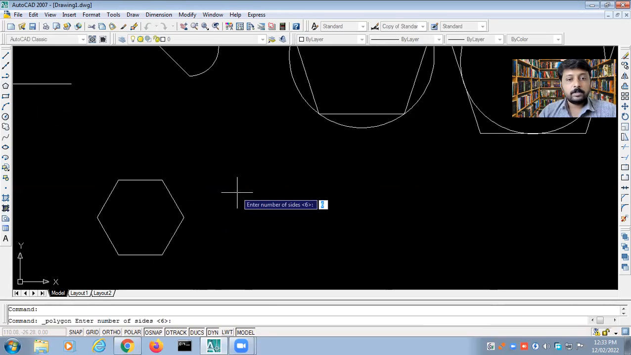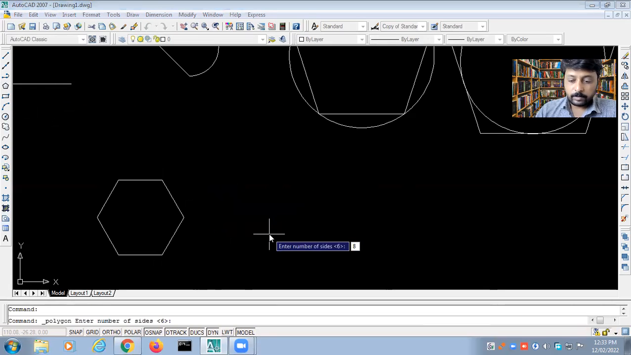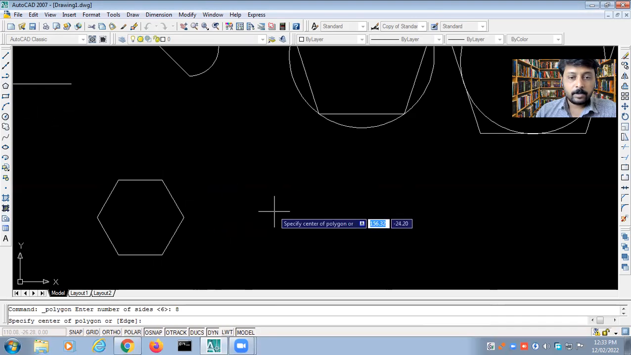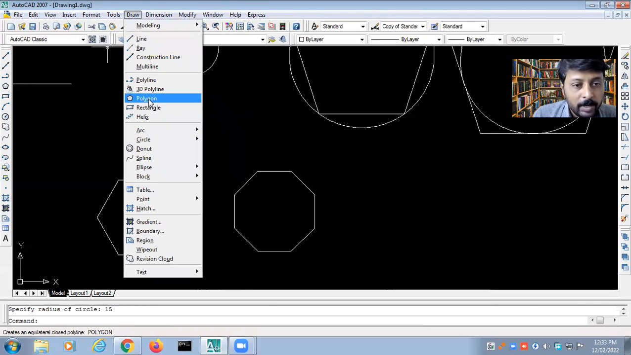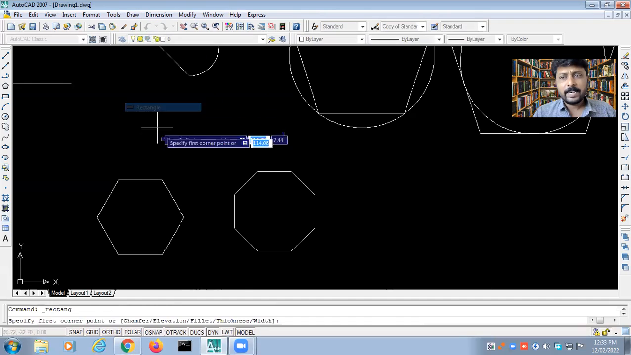Suppose I want to draw an octagon. 8 sides, center, inscribed, radius 15, octagon. So this is how you can directly draw hexagon, octagon, nonagon, decagon. Any number of sides are there, so you can draw anything like that. So this is how you are going to use this command of polygon. Now there is rectangle.